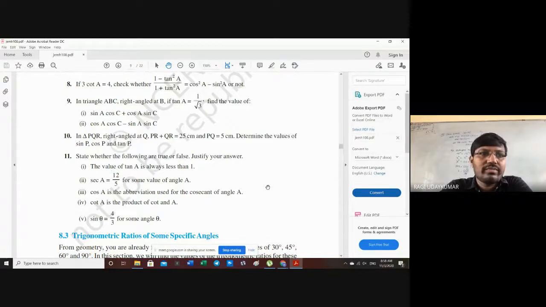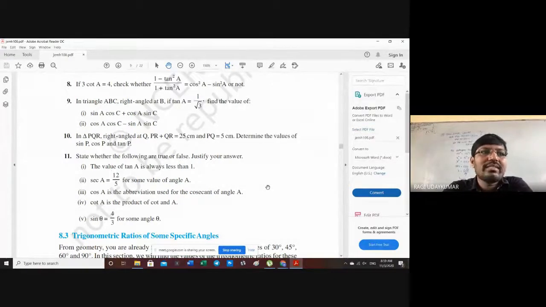Cos A is the abbreviation of the cosecant of an angle. Is it right? No, it is cosine. Cosine, you have to say cosine. And cot A is the product of cot and A. Yes, this we have discussed now. It is not a product. No, it is false.